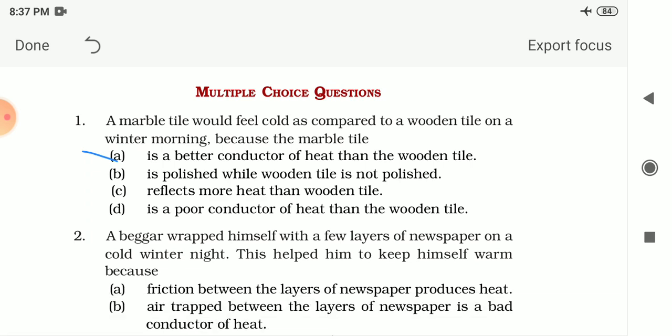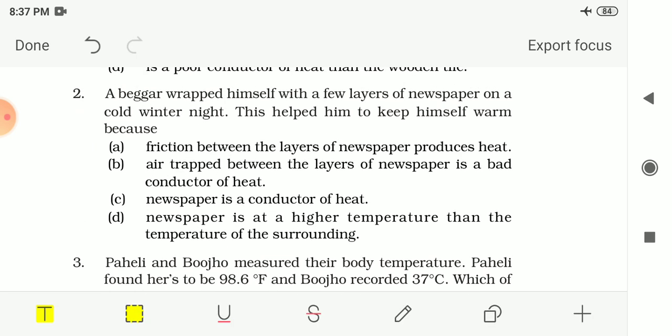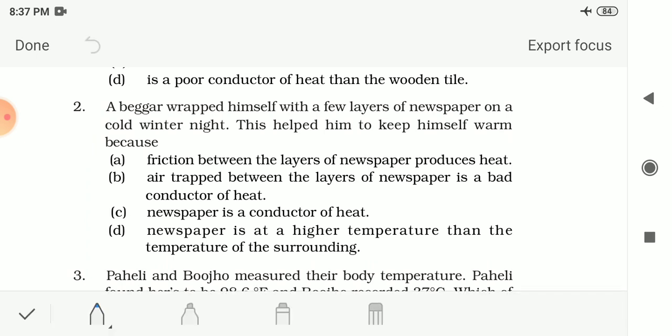Now the next question is second number. A beggar wrapped himself with a few layers of newspaper on a cold winter night, and this helped him to keep himself warm because, the options are: friction between the layers of newspaper produces heat. Next option, air trapped between the layers of newspaper is a bad conductor of heat. Option C, newspaper is a conductor of heat. And option D is newspaper is at higher temperature than the temperature of the surrounding.